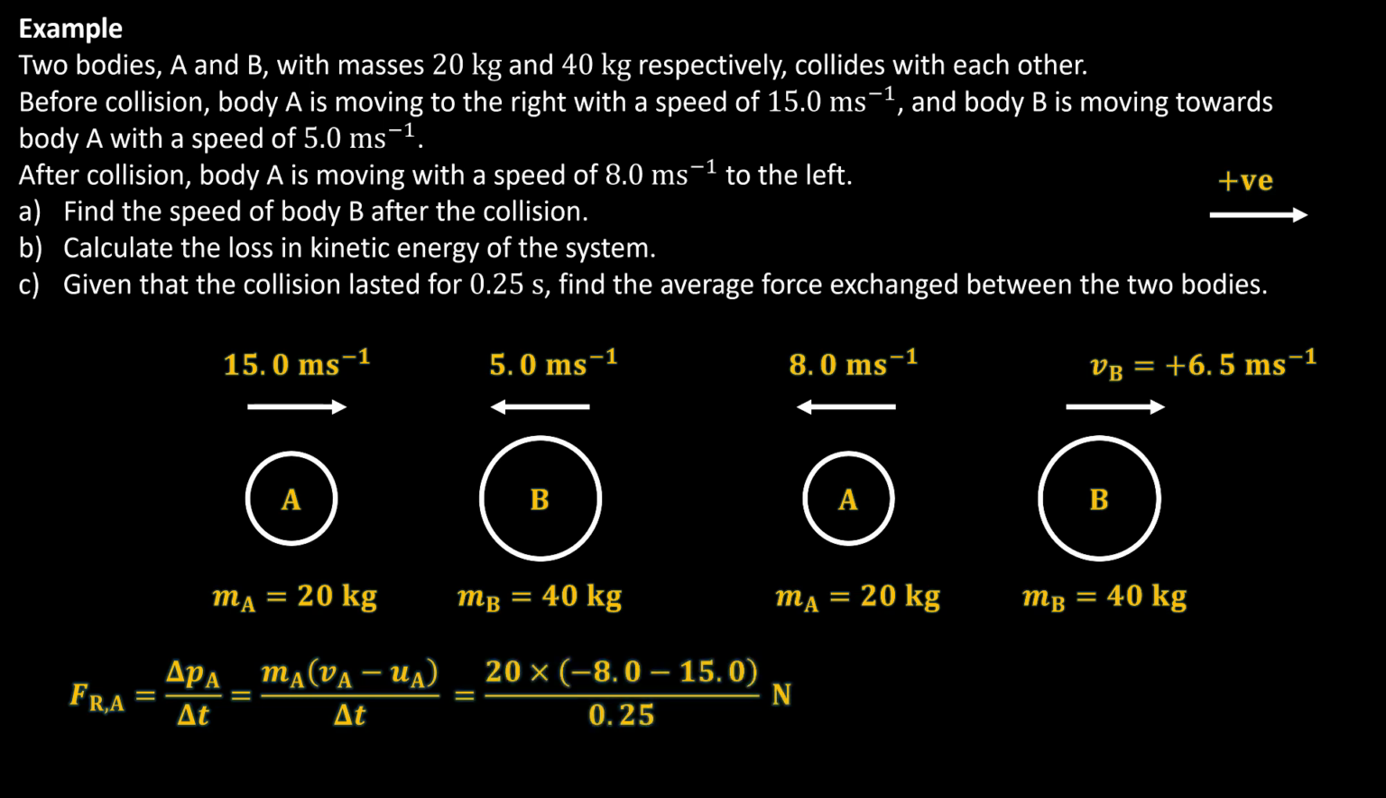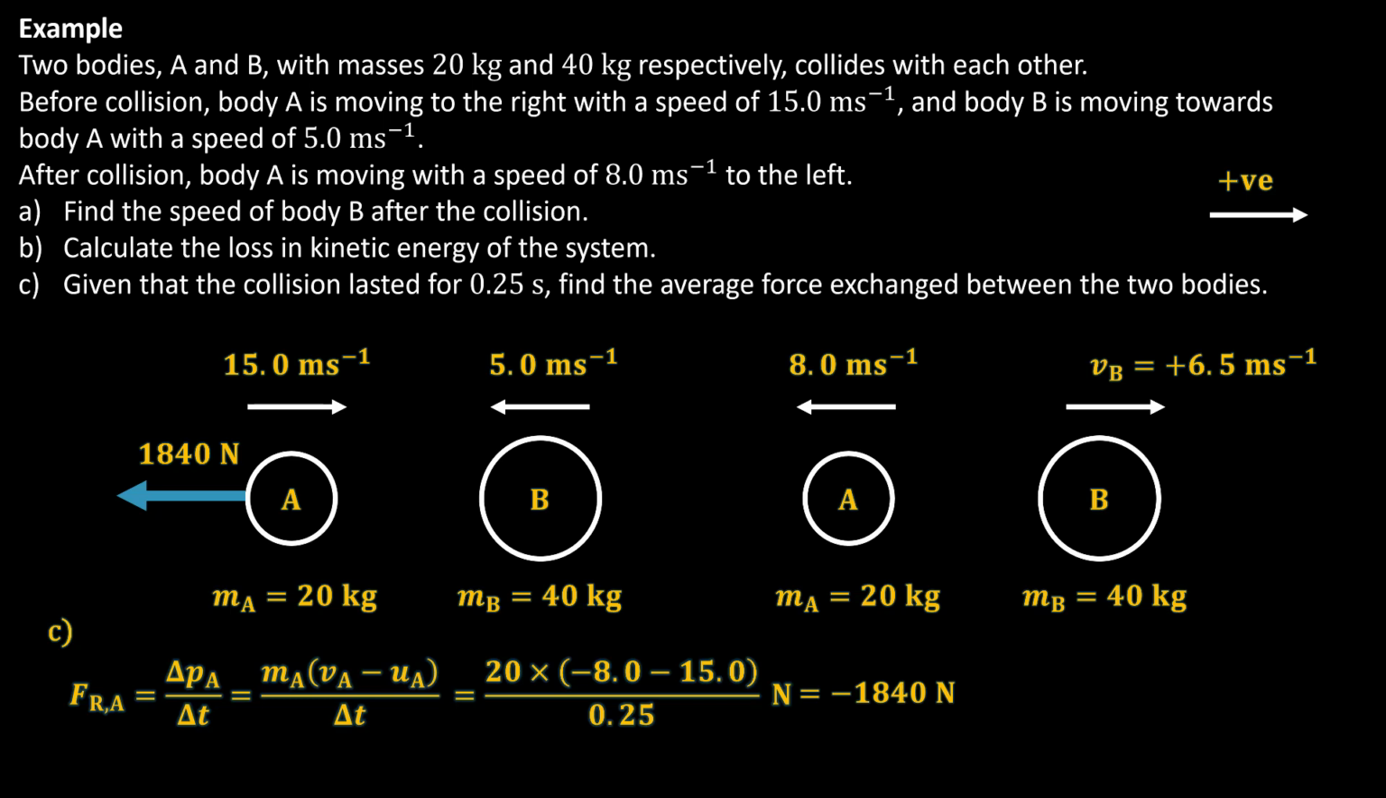So if we substitute, we have FRA equals 20 times, in bracket, minus 8.0 minus 15.0, divided by 0.25, and this is in Newtons, and we should get minus 1840 Newtons. Now, since this force is negative, it simply means it is to the left. Therefore, body A experienced a force of 1840 Newtons to the left due to the collision with body B.